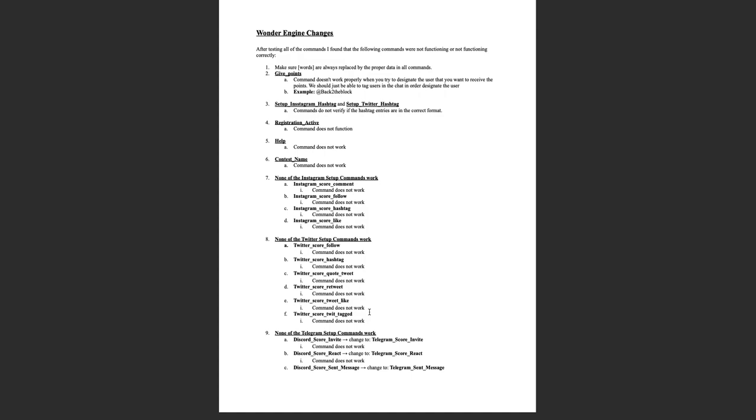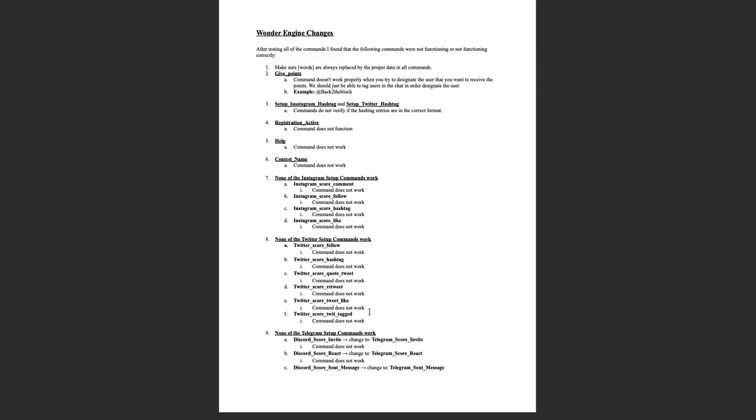Not a huge error, but we want to make sure to fix it. Most of these commands here, like registration active, help, contest name, work in what's called sequences. You have a set of admin commands that only admins in the system can use, to prevent people from taking over the system. Then you also have user commands, and then you have commands that are neutral. I went over this in the last video, so if you're interested, there's more information there.